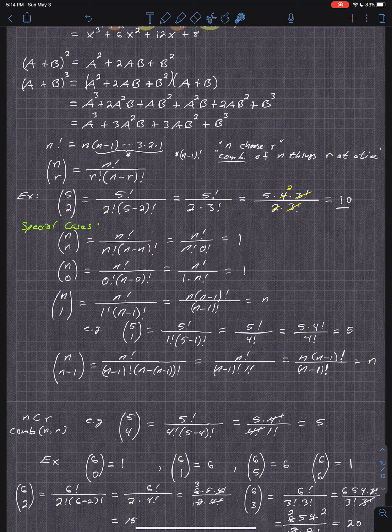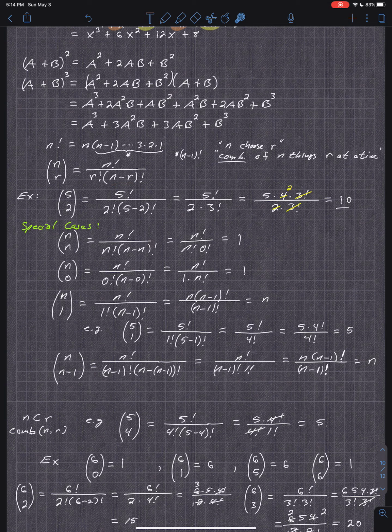Okay, and then we want to define what's called a combination of n things r at a time. So it's called a combination, or you read it as n choose r. So this is what the n choose r would look like. So that form is n choose r. We're going to use that when we do the binomial theorem. So n choose r is n factorial over r factorial times n minus r factorial.